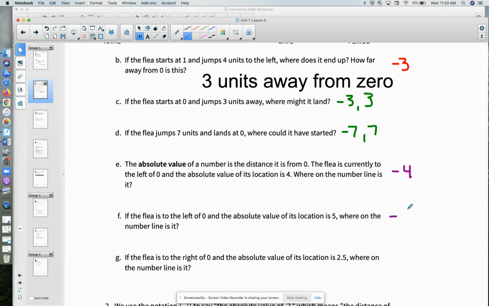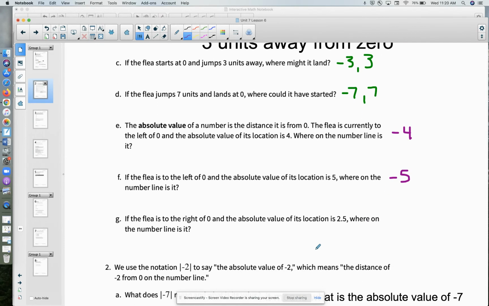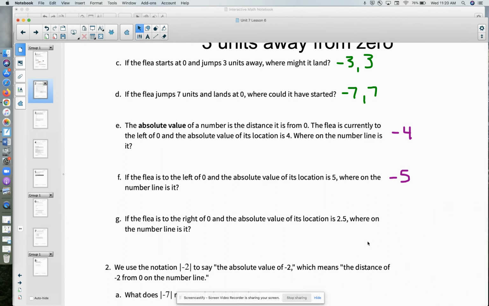What do you think? -5. If the flea is to the right of 0 and the absolute value of its location is 2.5, where on the number line is it? Now it's to the right. So what do you think? That's right, 2.5. Positive 2.5.